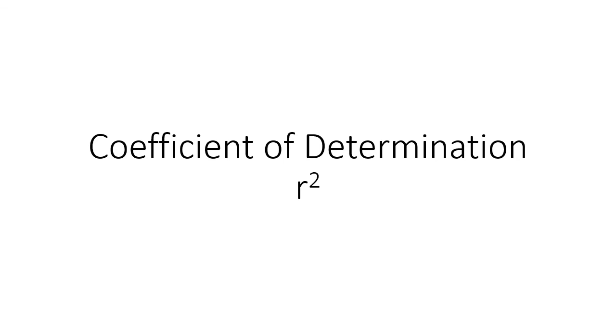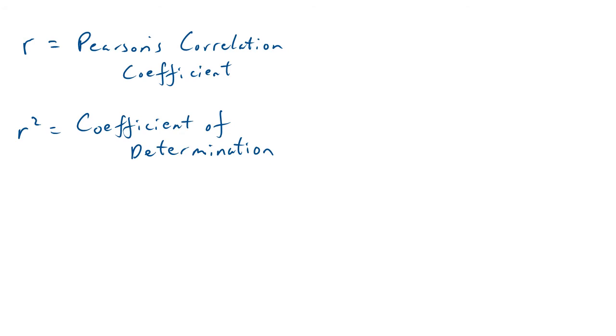The coefficient of determination, basically R squared. Now we learnt that R is the Pearson's correlation coefficient. If you square that number, you get R squared, which is the coefficient of determination.